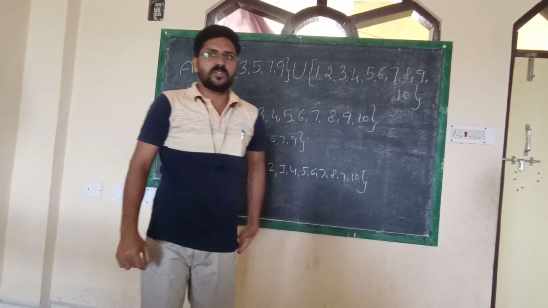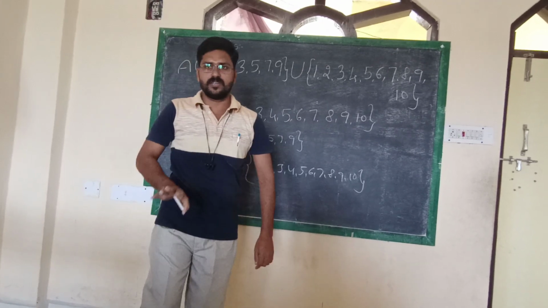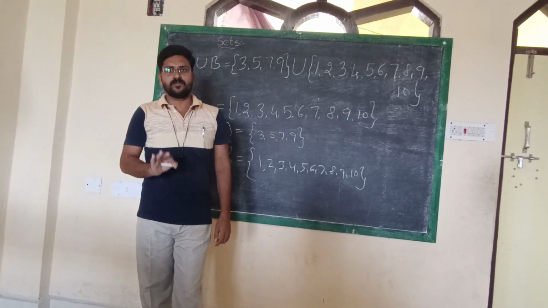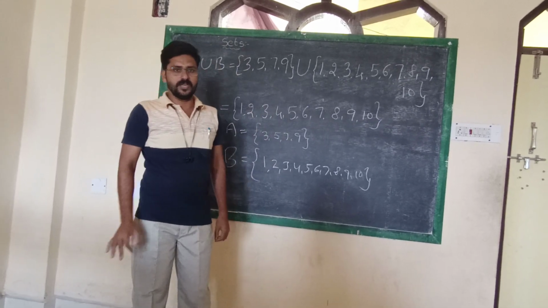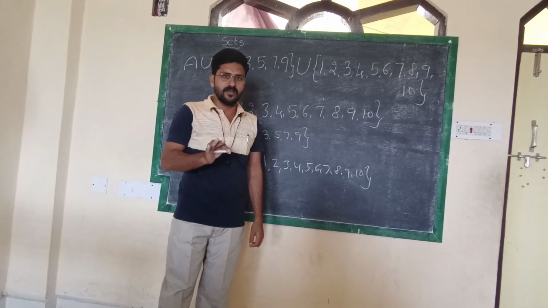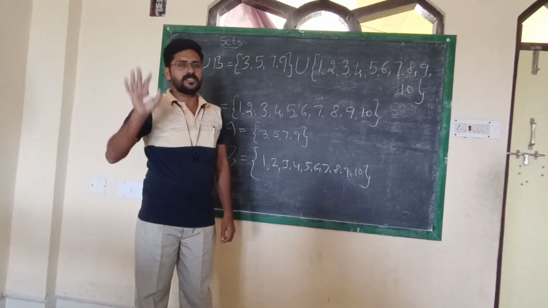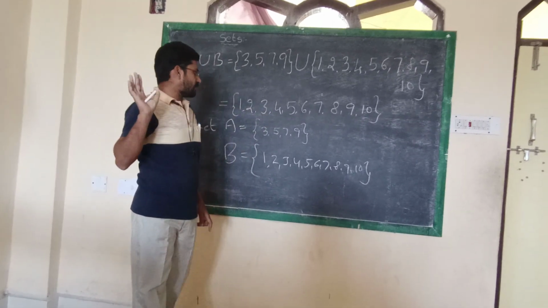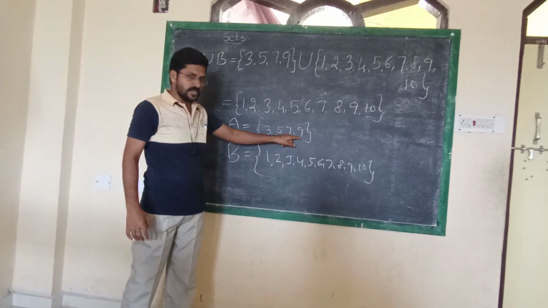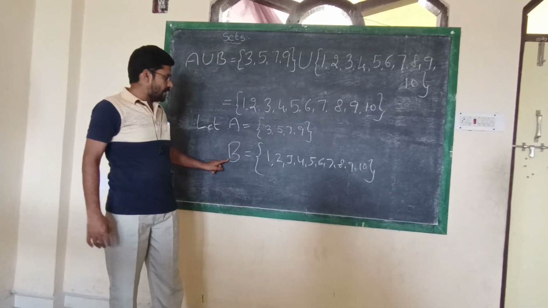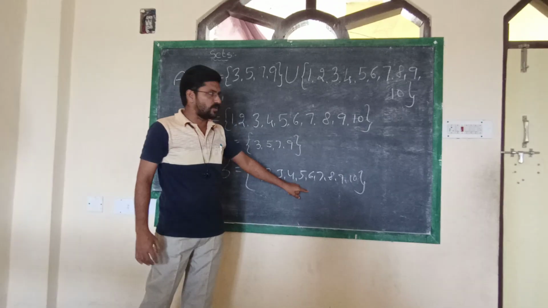So here one more time listen here. A and B are the two sets. A is a subset of B. Now we have to find A union B. Subset means all the elements of A are in set B. So I have taken set A, that is 3, 5, 7, 9, and B I have taken 1 to 10.